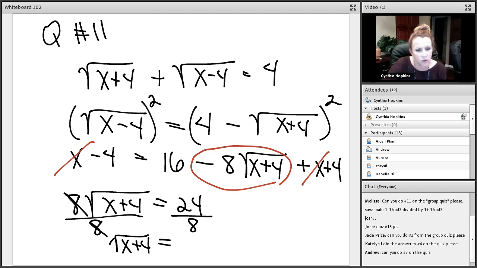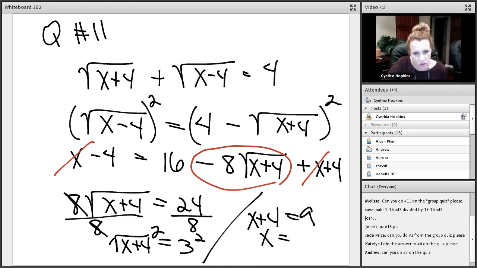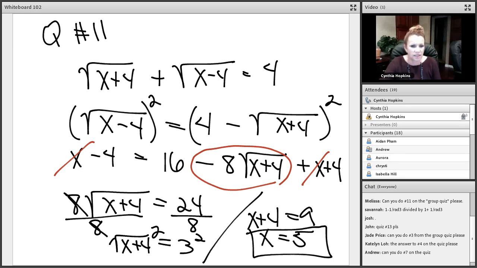And I get the square root of x plus 4 equals 3. I'm ready to square both sides, and so that gives me x plus 4 on the left side equals 9, and then I'm going to subtract 4, and I get x equals 5. Okay, now not only did I square both sides of my equation, I did it twice. You absolutely have to go back and plug it in to see if it works.